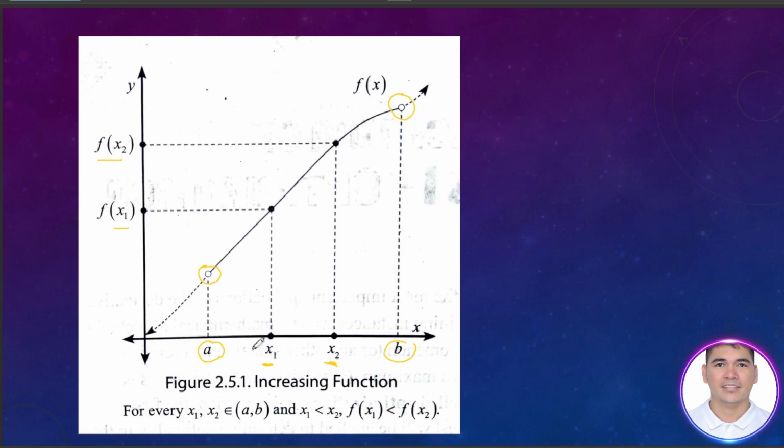So, let's check the open interval AB: x sub 1 and x sub 2 are elements of that open interval AB. Here, x sub 1 is less than x sub 2, and here, x sub 1 also is less than x sub 2. Therefore, this is an increasing function based on definition 2.5.1.